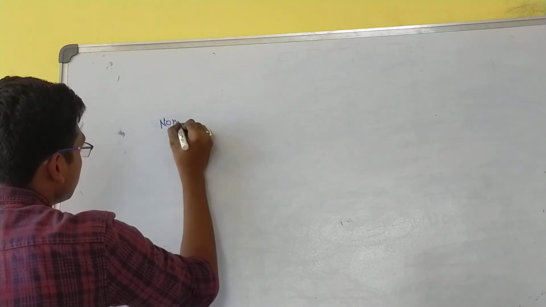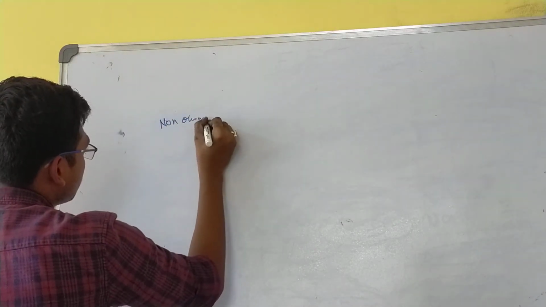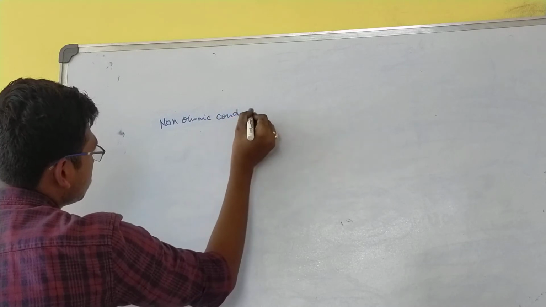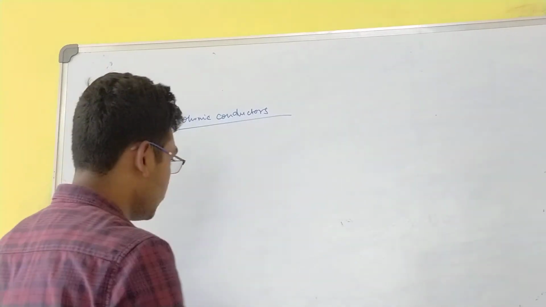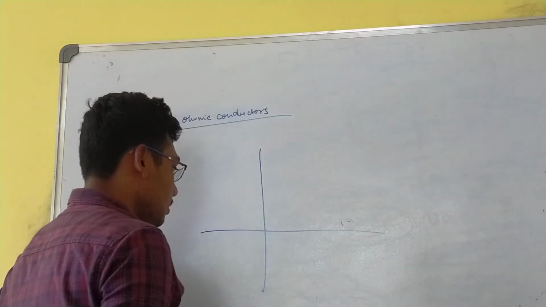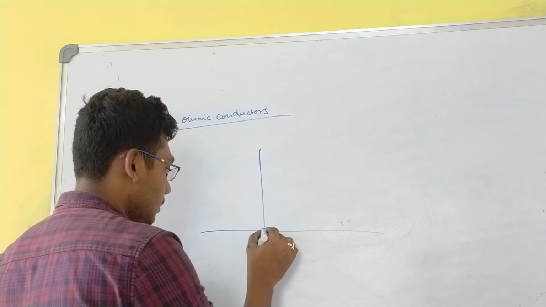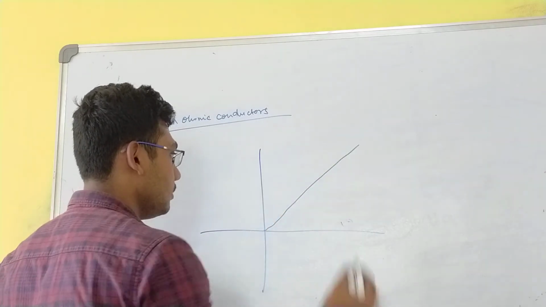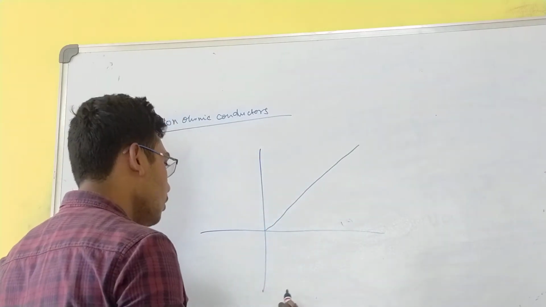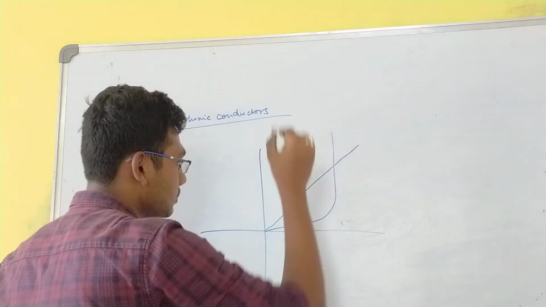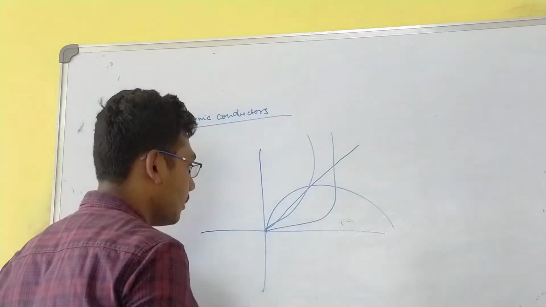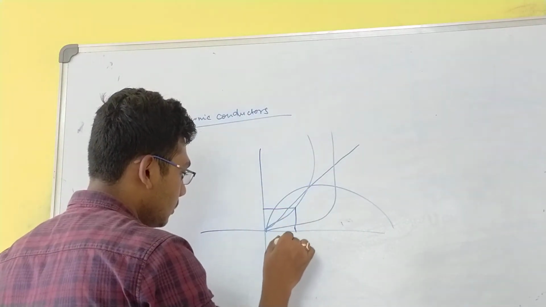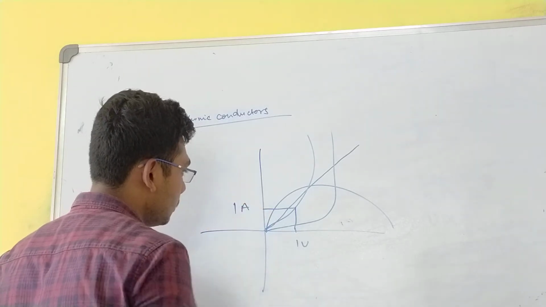So the next topic is non-ohmic conductors, or resistors, whatever you call them. For ohmic conductors, what we have seen is that the graph is something like this. In the non-ohmic case, the graph will be something like this, anything except a straight line. For example, if my voltage is 1 volt, the current is 1 ampere.